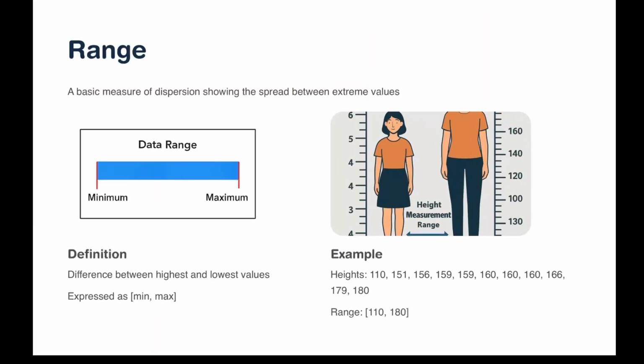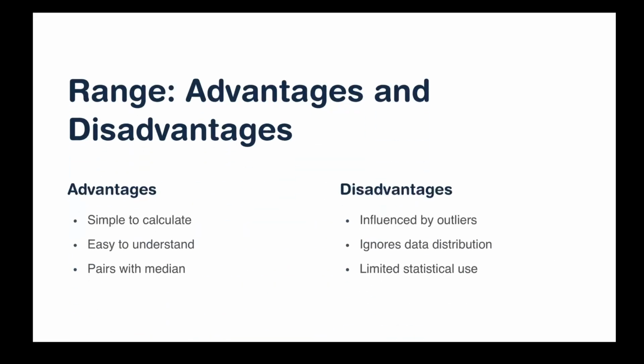So range is simply a basic measure of dispersion that will show the spread of extreme values, the highest and the lowest. So that is called the range. Major advantages include it's simple to calculate and easy to understand. It pairs with median. Disadvantages include that there can be some outliers, and because of that the range will be affected, and it ignores the data distribution, and usually it has limited statistical use.